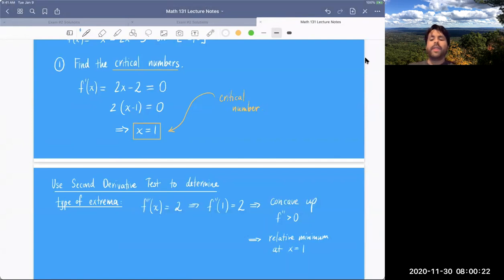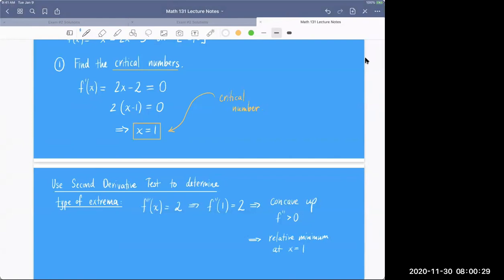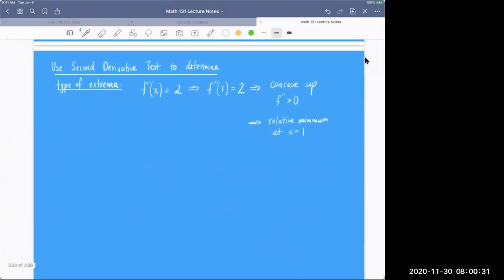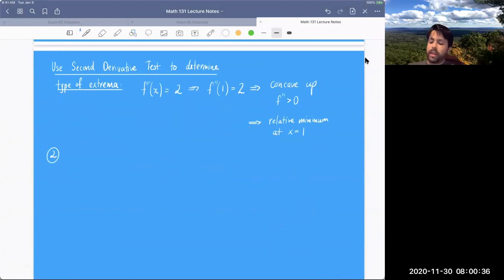Now, how do I know if it's an absolute minimum? So this is where it's very simple. It's not as complicated as other things that we've done. What we're going to do is find the y values of the endpoints and of the critical numbers. That's it.